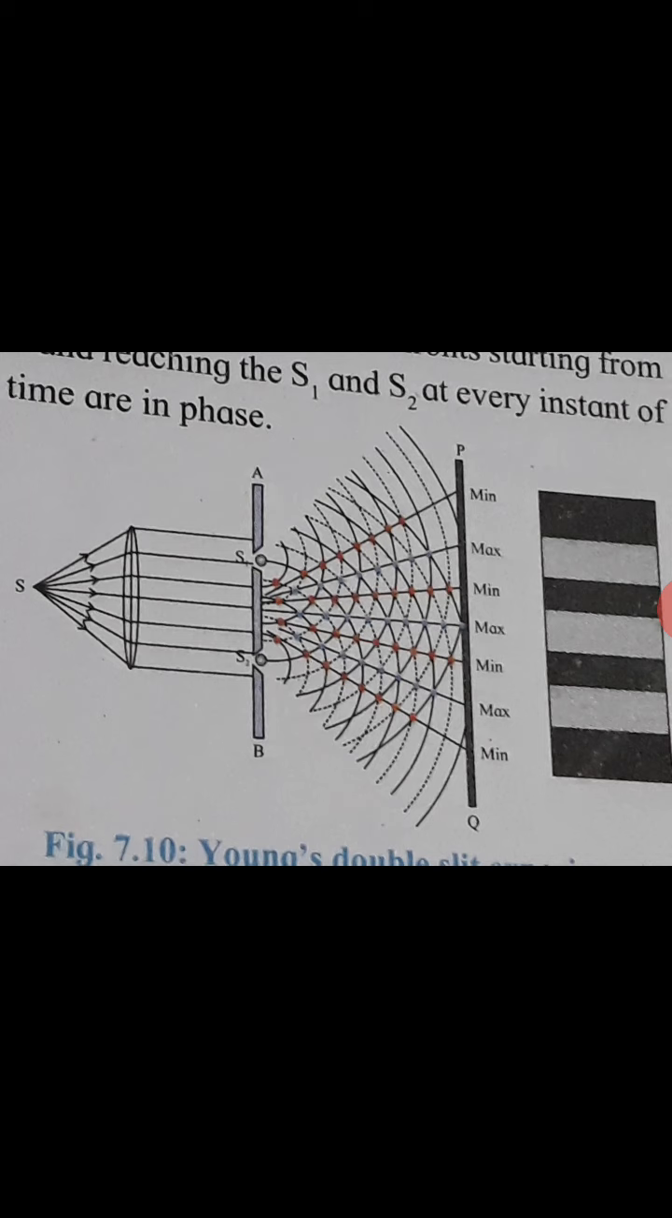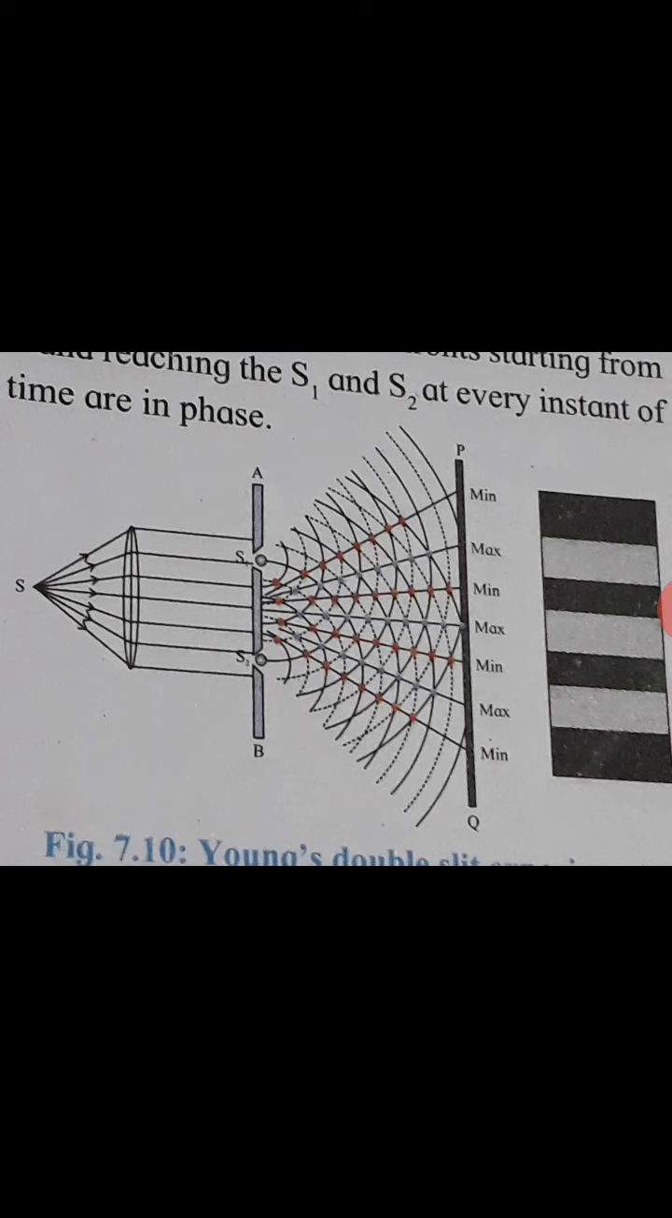See, because the light coming from the first source will enter through S1 and S2, and this S1 and S2 will start behaving like secondary sources of light. And these two sources will be coherent sources.